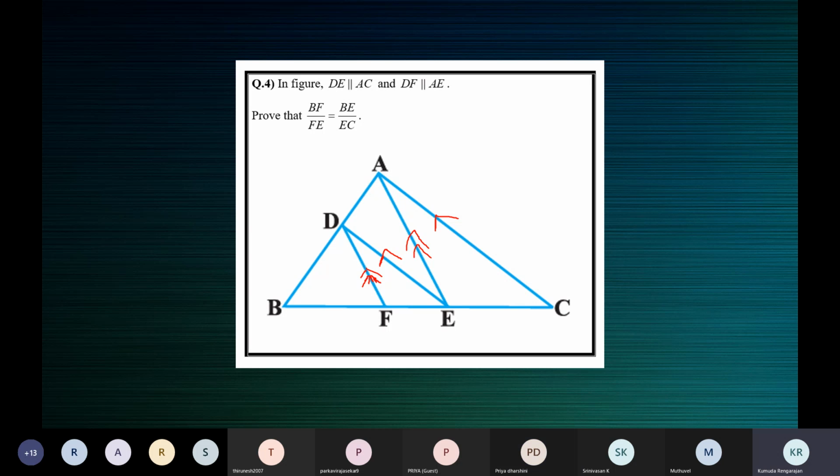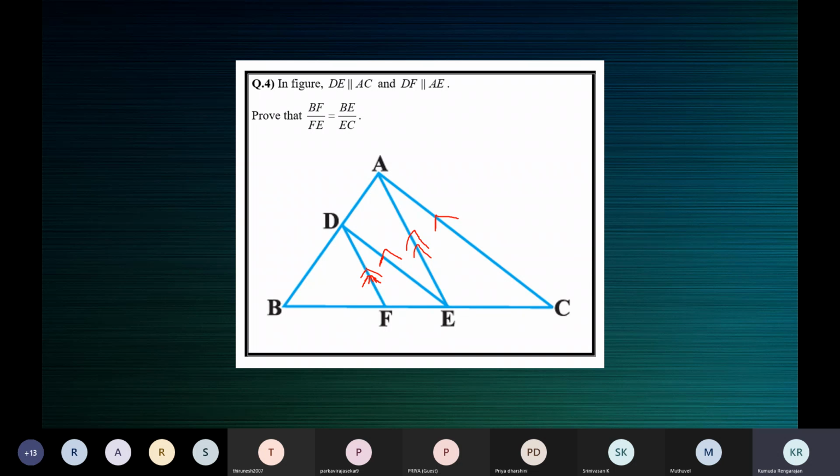See, just read the triangles. First you took ABC. Now it is ABE. AB is a side common to both the triangles. So the ratio that happens on AB will be common to both the proportions.